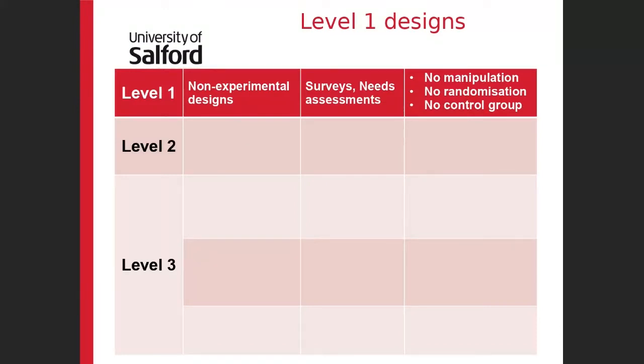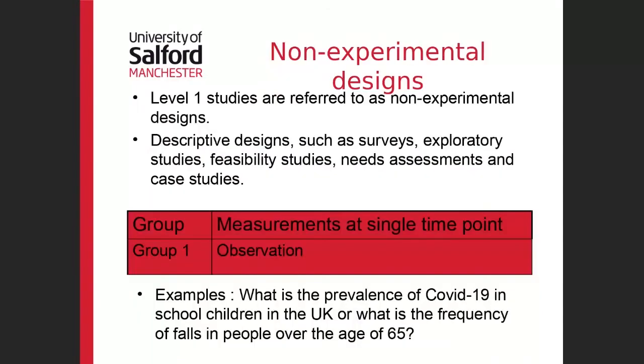So what I'm going to do now is talk a little bit about level 1 and level 2 designs. These are the descriptive and the correlational studies. Level 1 is what we call a non-experimental design. Think about this when we're just describing a particular phenomenon. The designs that we'd use are surveys, needs assessments. There's no manipulation, there's no randomization, there's no control groups. Very, very simple studies.